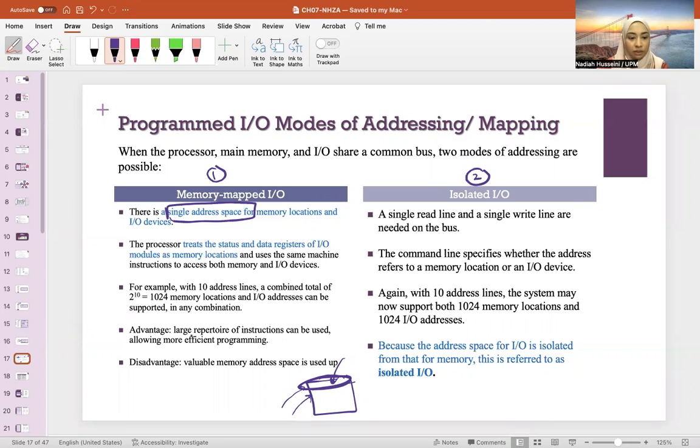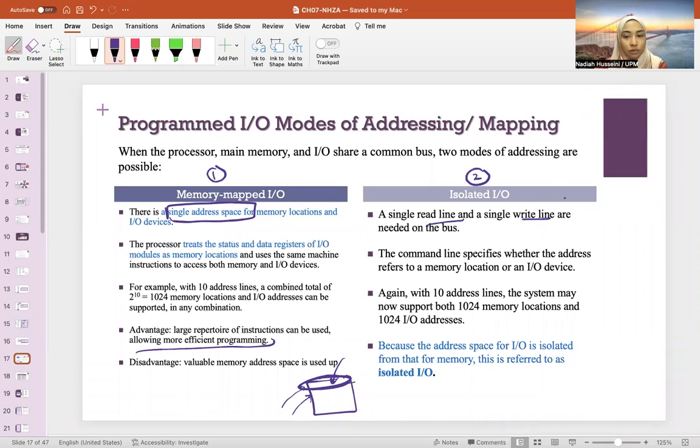Okay, so the advantage to this is you can have more efficient programming, because you can have more instructions encoded in your address. However, the disadvantage is that you are using a lot of memory address space. How do I say this? Because you are combining onto a single line, so it becomes very lengthy. So you can make it complex, but at the same time, you are reducing space for other memory.